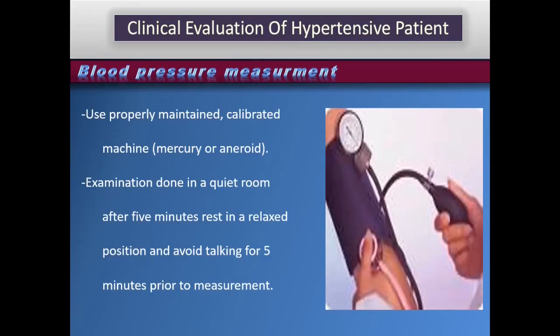How can we measure the blood pressure according to the guidelines? Use a properly maintained calibrated machine, either a mercury manometer or an aneroid one. And the aneroid should be periodically calibrated every 3 months. Examination is done in a quiet room after 5 minutes rest in a relaxed position. Avoid talking for 5 minutes prior to measurement.